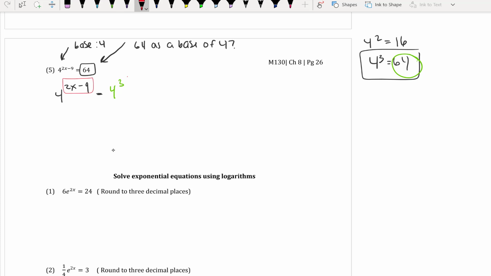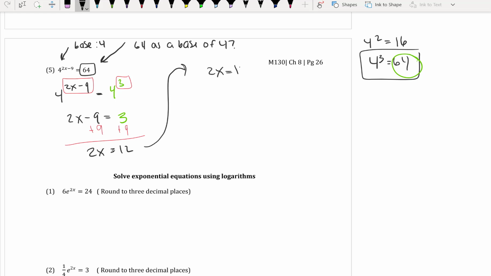So now I can say that these exponents are going to be equal to each other. So 2x minus 9 is equal to a positive 3. So I'm going to add 9 to both sides. So that 2x is equal to 3 plus 9, which is my 12. So if I divide both sides by 2, I get that my x is equal to 6.